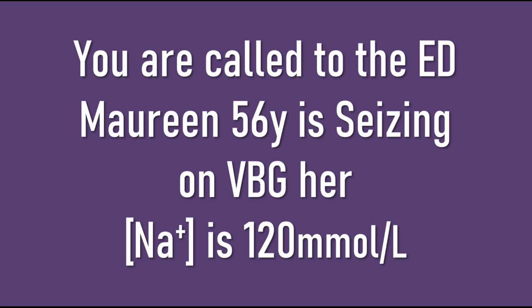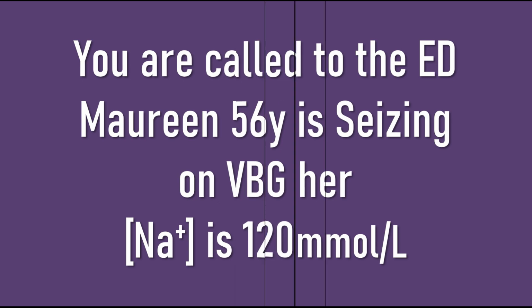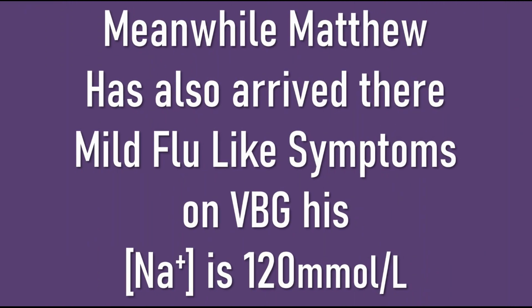You're called to the emergency department to see Maureen, who is 56 years old and seizing. On her venous blood gas, her sodium is 120 millimoles per litre. While you're seeing Maureen, Matthew also rolls into the emergency room. Now, this man has a history of hypertension, congestive heart failure, but he's come in with mild flu-like symptoms. His Glasgow coma score is 15, and on his venous blood gas, his sodium is 120 millimoles per litre.